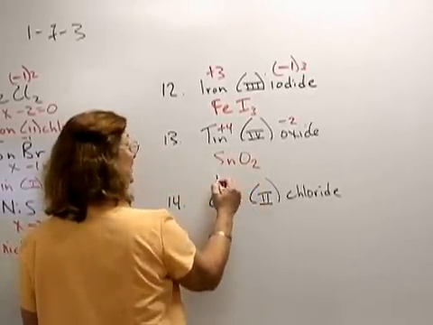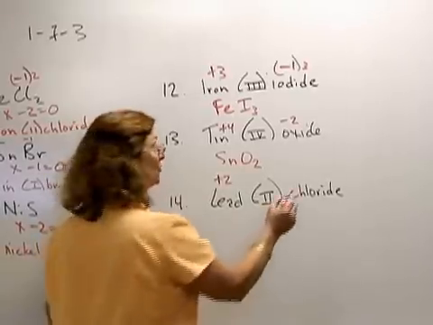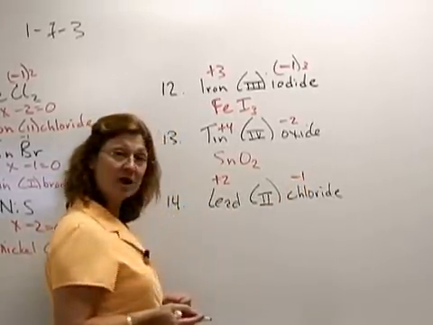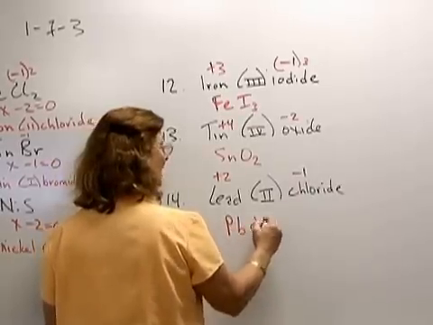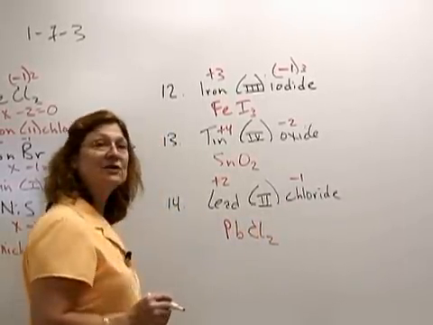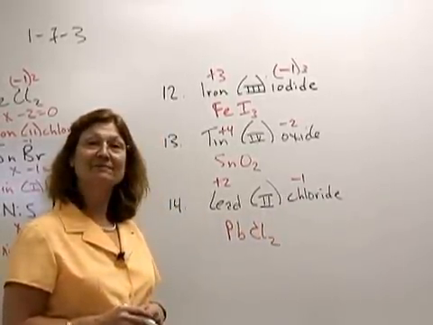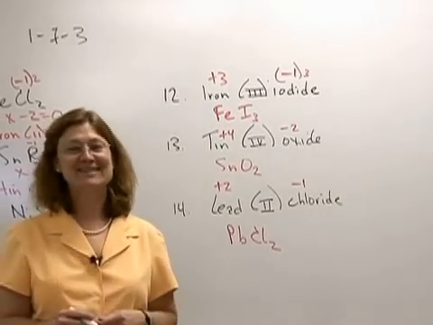Roman numeral 2 says that lead is +2. Chlorine is -1. Lowest common multiple is 2. Lead is already 2, so I need 2 chlorines to make lead 2 chloride. And that's that section.